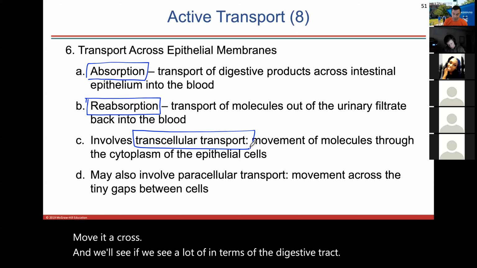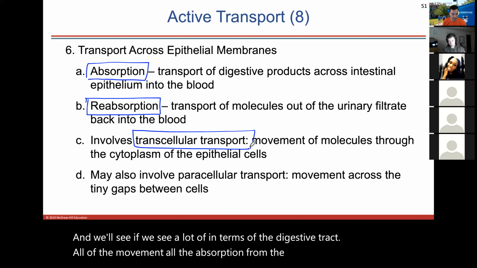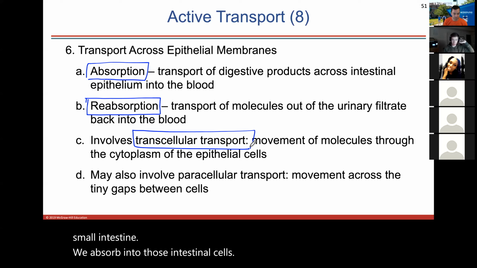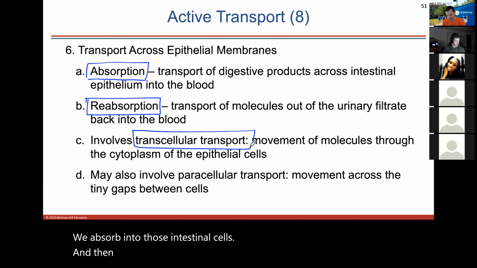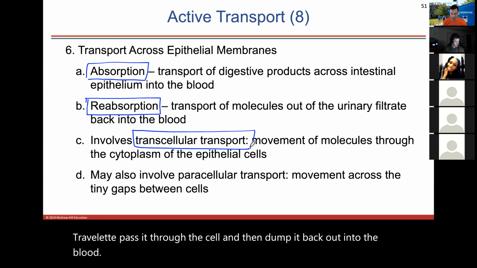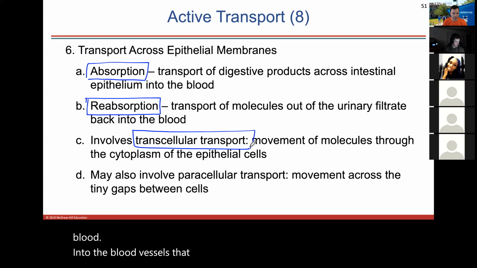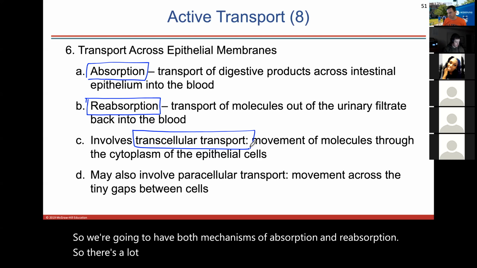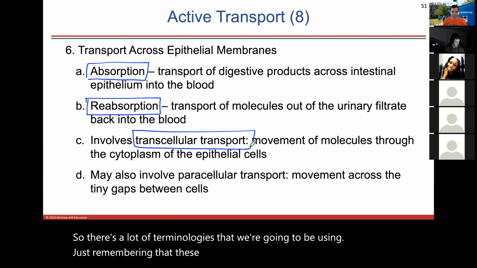We see a lot of that in the digestive tract. All of the absorption from the small intestine goes into those intestinal cells. Then we pass it through the cell and dump it back out into the blood vessels traversing the small intestine. So we're going to have both mechanisms of absorption and reabsorption. There are a lot of terminologies we're going to be using. Just remember that these are active transport mechanisms, something that needs to stick in the back of your head.